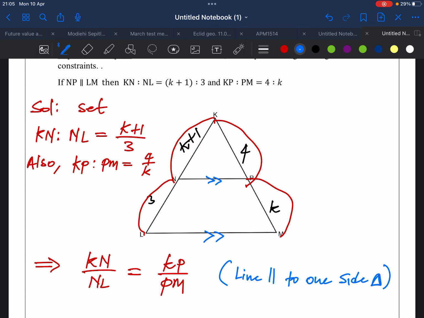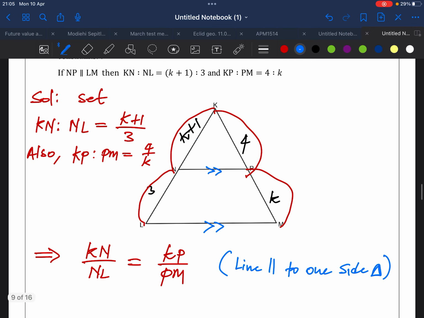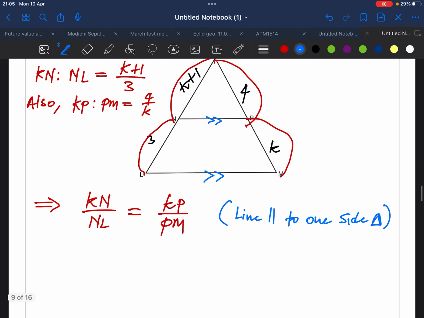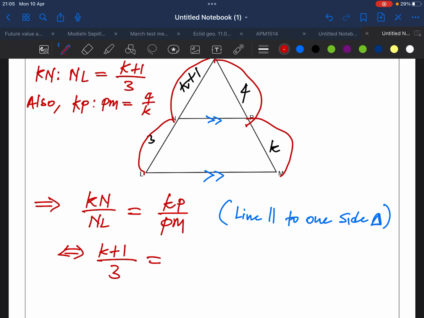Line parallel to one side of our triangle. That's your reason when you are applying the proportionality theorem. Now this is true if and only if KN, which is K plus 1, over NL, which is just 3, equals KP, which is 4, over K. This is true if and only if you cross multiply. We have K times K plus 1 equivalent to 4 times 3, which is 12.